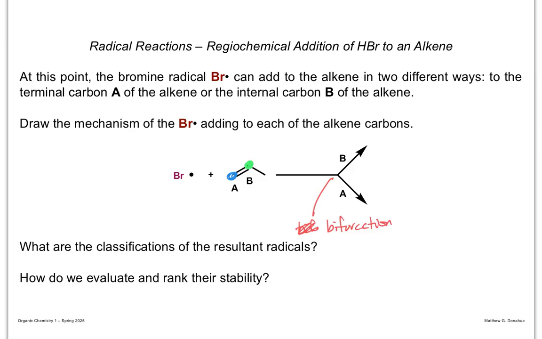So the way we do that, the single electron moves, then of the pi bond, one electron comes out. So that forms the carbon-bromine bond. The other electron has to end up on carbon B. Now, if we classify that radical, what type is it? What class? So this is a secondary radical.